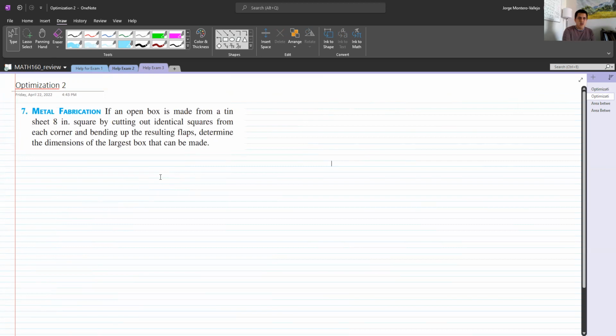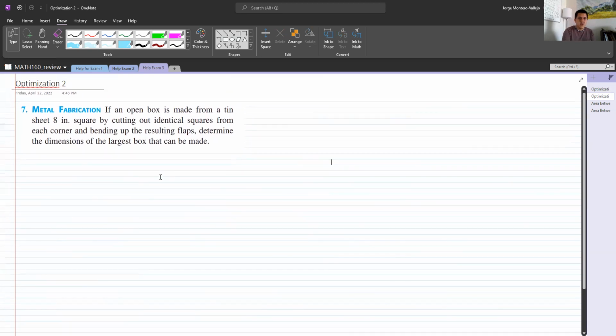This was a metal fabrication problem. It says, if an open box is made from a tin sheet that is an 8-inch square, so it's a square where all the sides are of length 8 inches. Okay, so we are making an open box from this material by cutting out identical squares from each corner and bending up the resulting flaps. Determine the dimensions of the largest box that can be made.